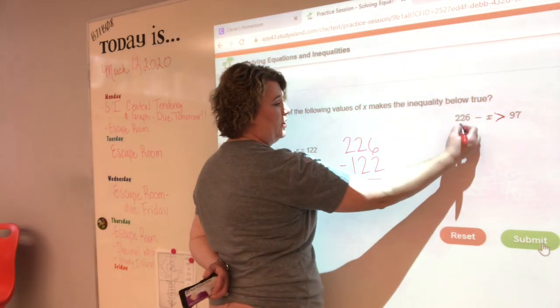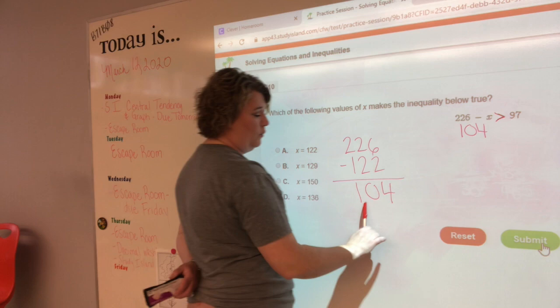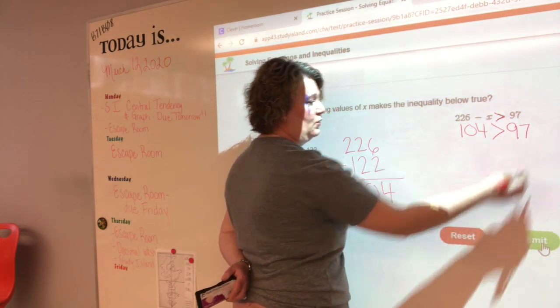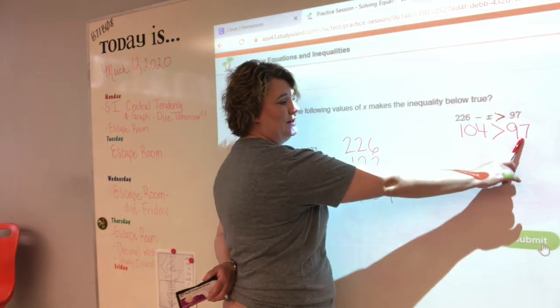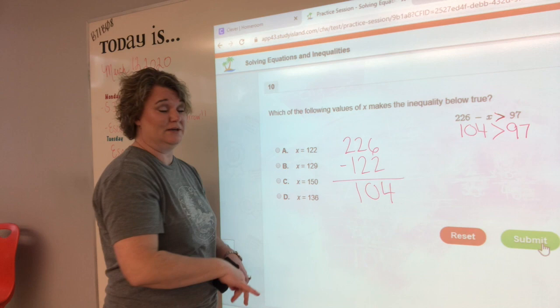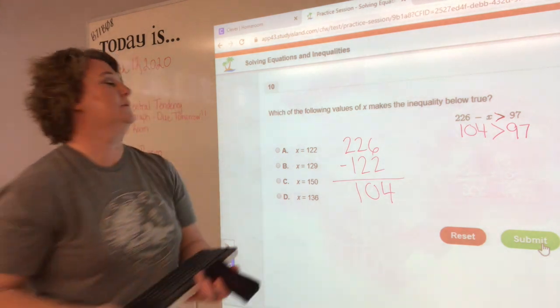If I rewrote the problem, do you agree that 104 is greater than 97? Or in other words, is this the big side and this the small side? I do. I don't even think there's a reason to do B, C, and D. Let's see if we get 100.